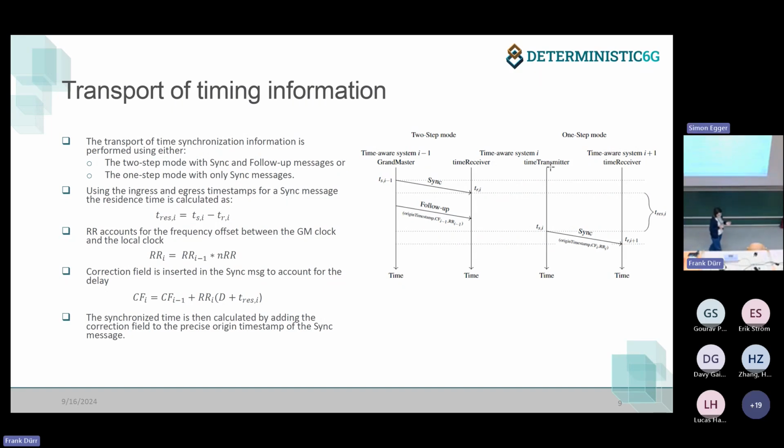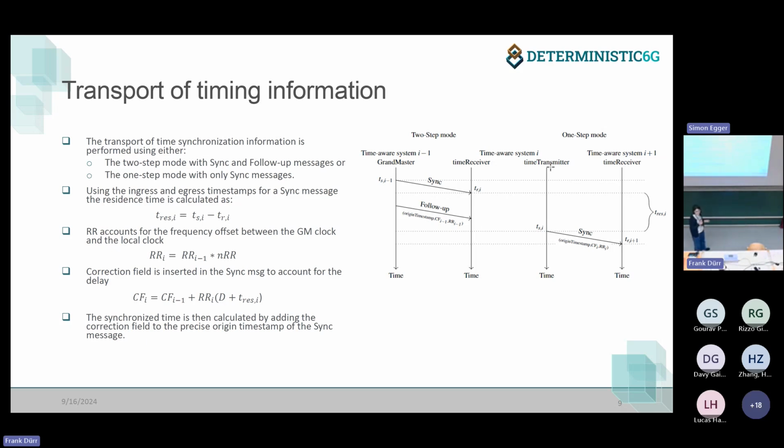Then how do we distribute the timing information to get the synchronized time throughout the network? The transport of timing information in gPTP is supported by both a 2-step mode, which would have synchronization messages and follow-up messages, or a 1-step mode, which would only have sync messages. If you only have sync messages, then certain timestamps will be created right before the sync message is sent, and then calculations are performed and inserted into the sync message. Let's look at this figure now.